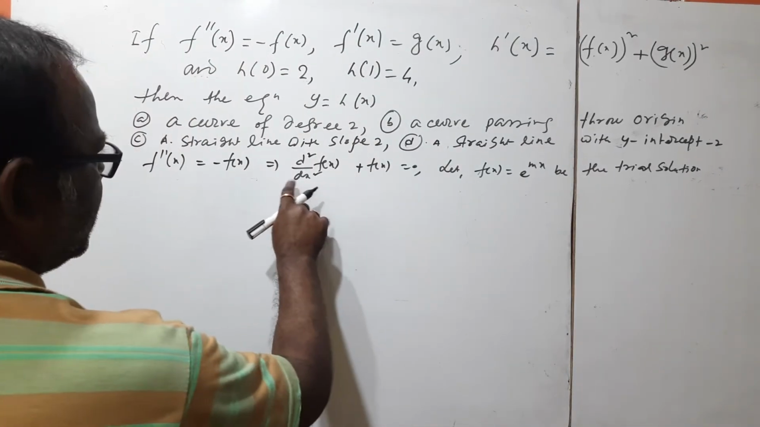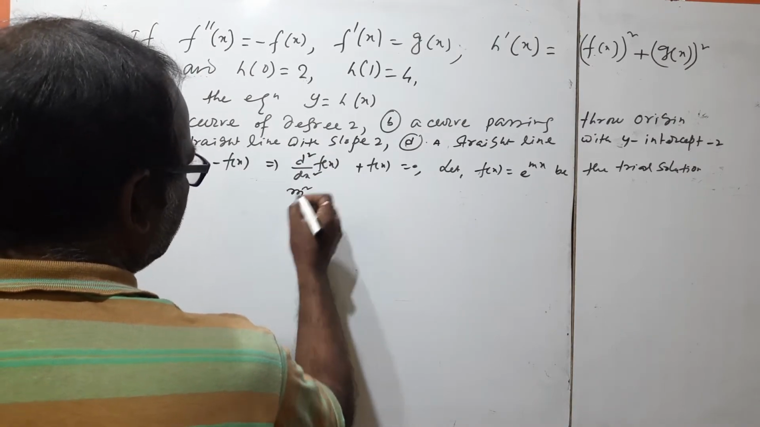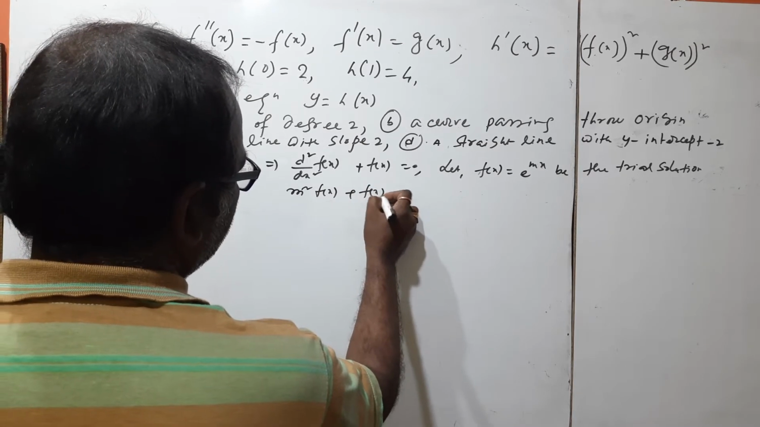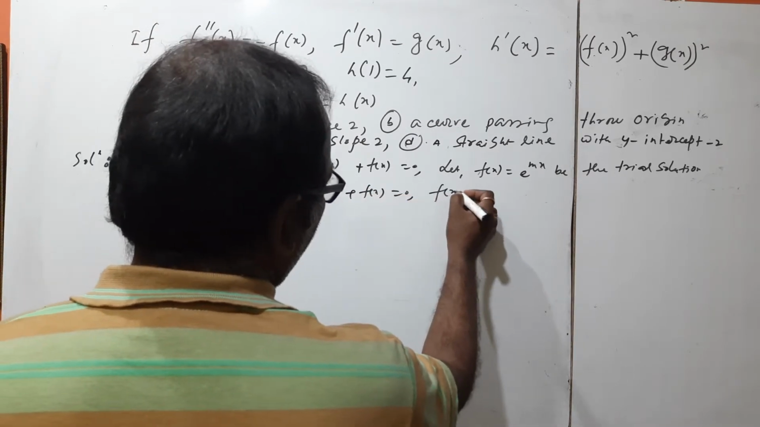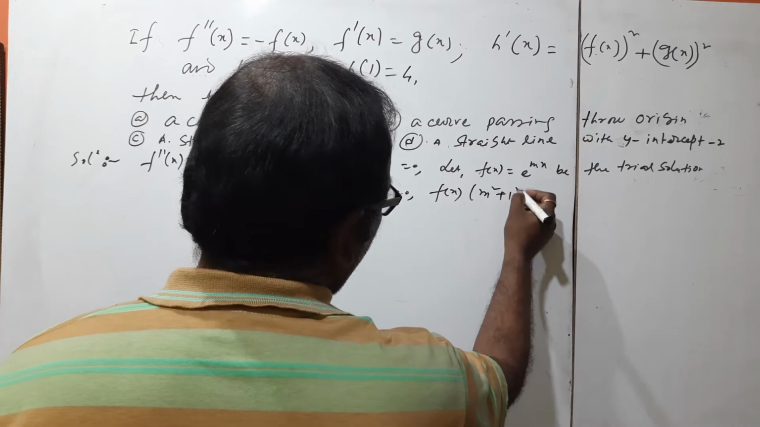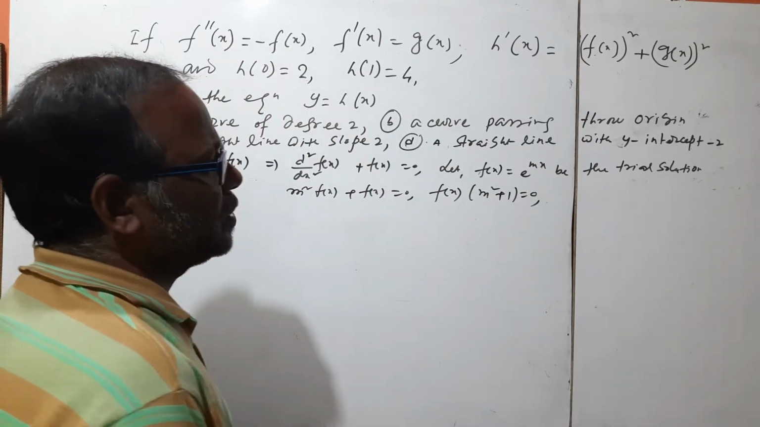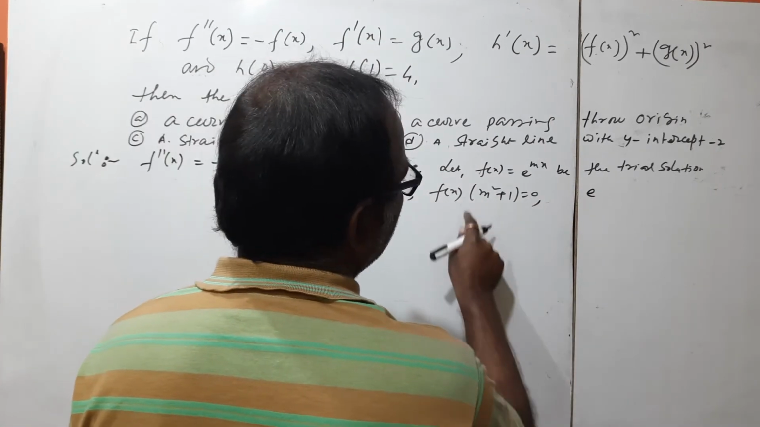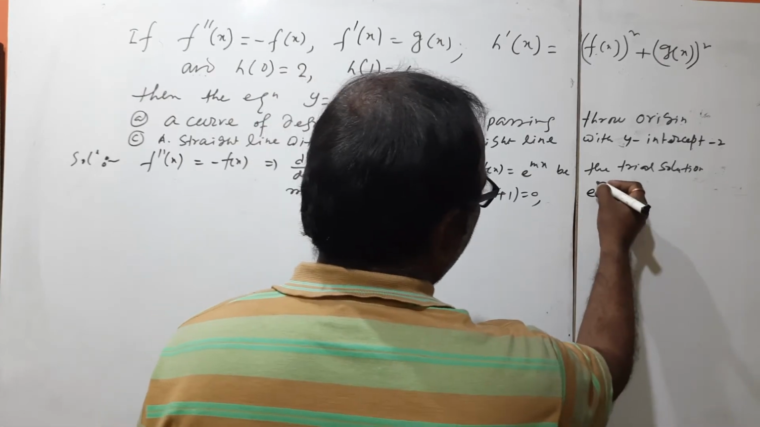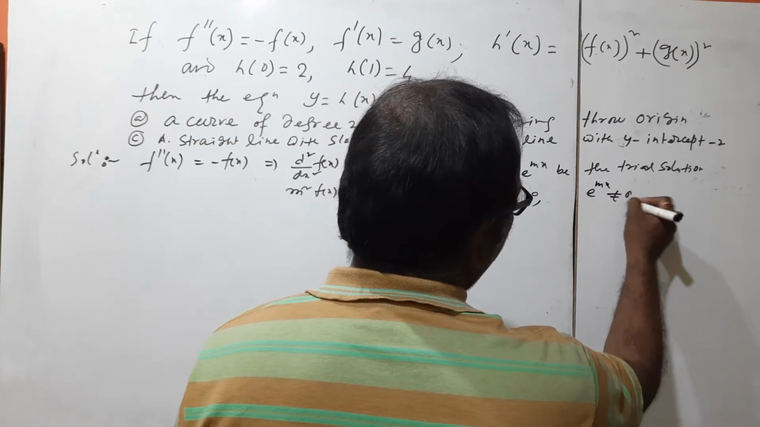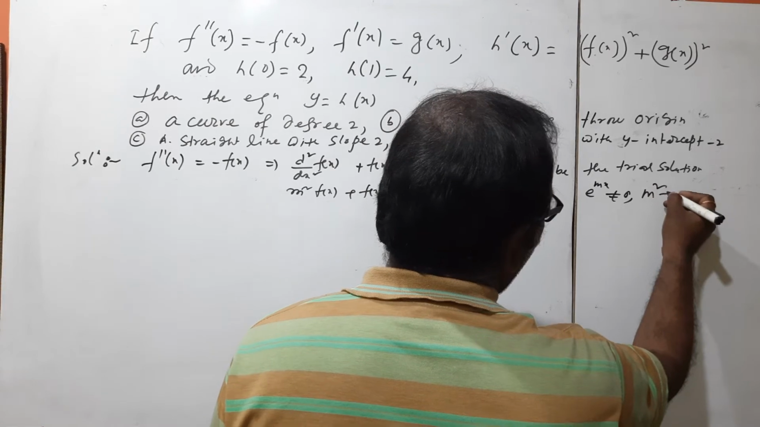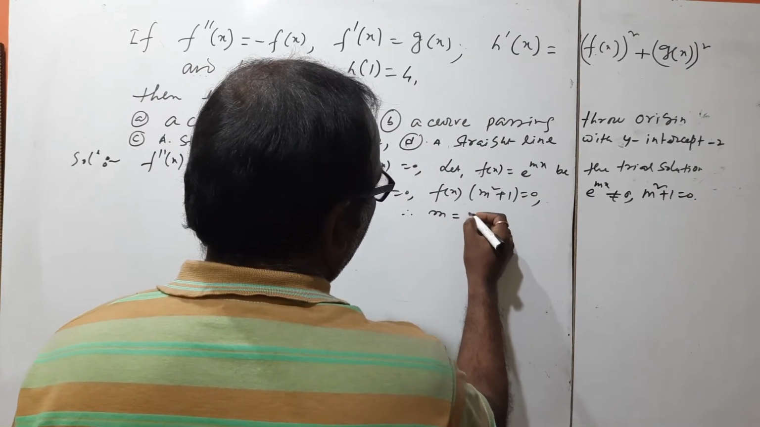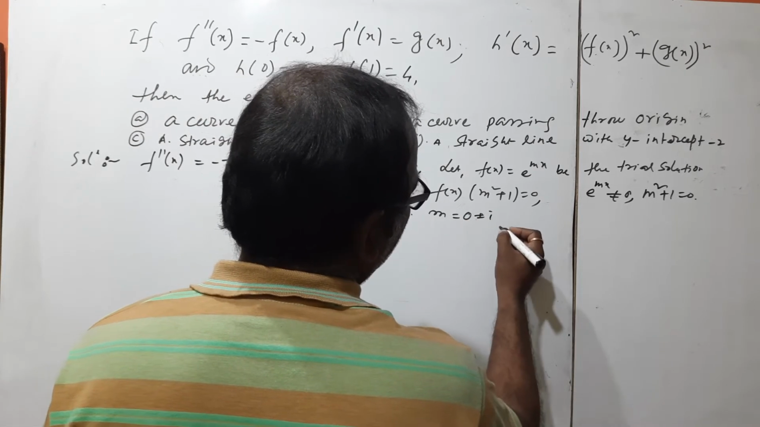If we differentiate this twice, we get m square times f of x, plus f of x equal to 0. Take common f of x, and this is m square plus 1 equal to 0. See, it is the exponential curve, so either this factor equals 0 or that factor equals 0, but f of x equal to e to the power mx is an exponential curve, which can never be 0. So it can be written as m square plus 1 equal to 0. Therefore from this equation we can easily write m equals 0 plus minus i.